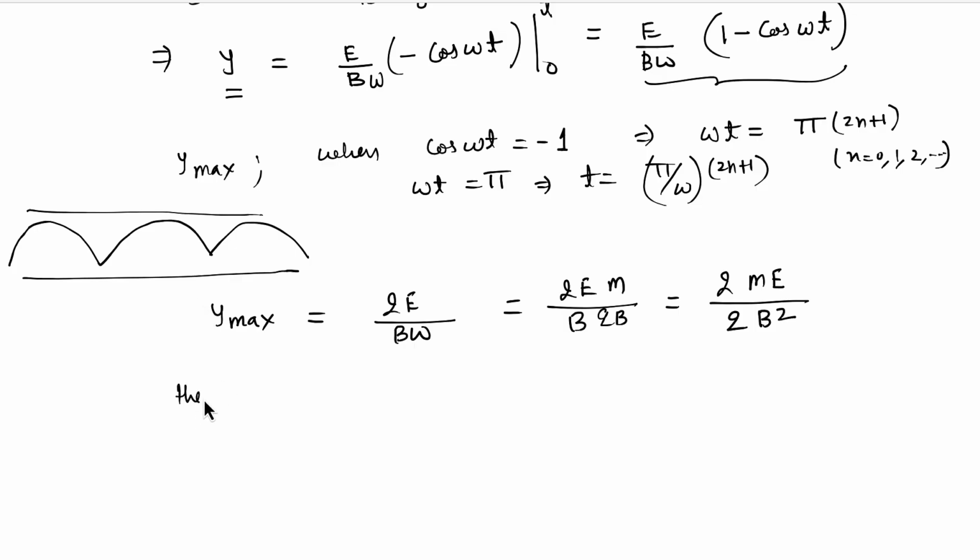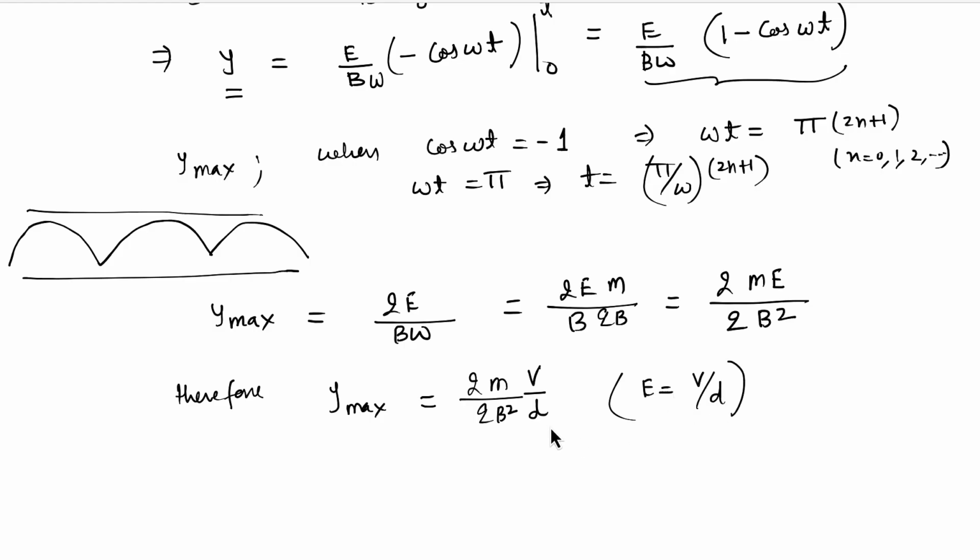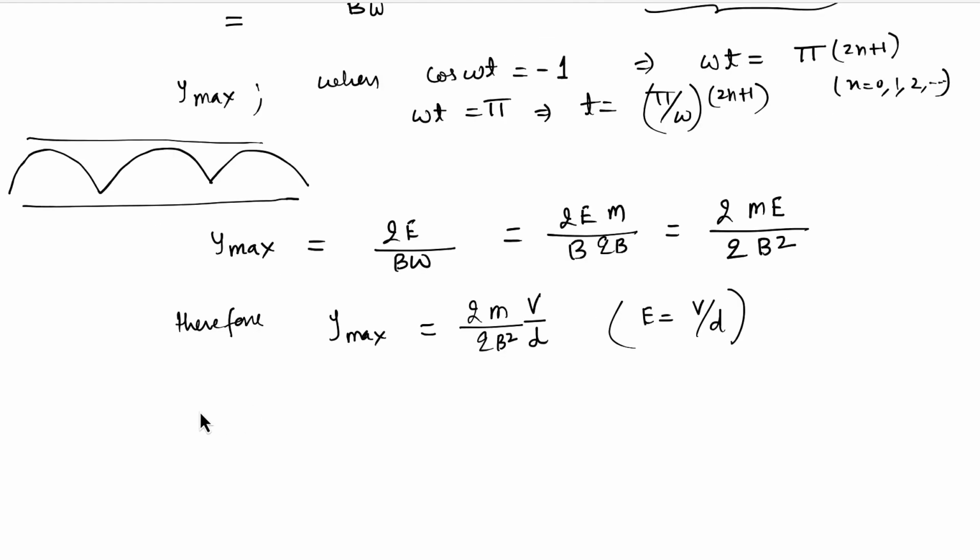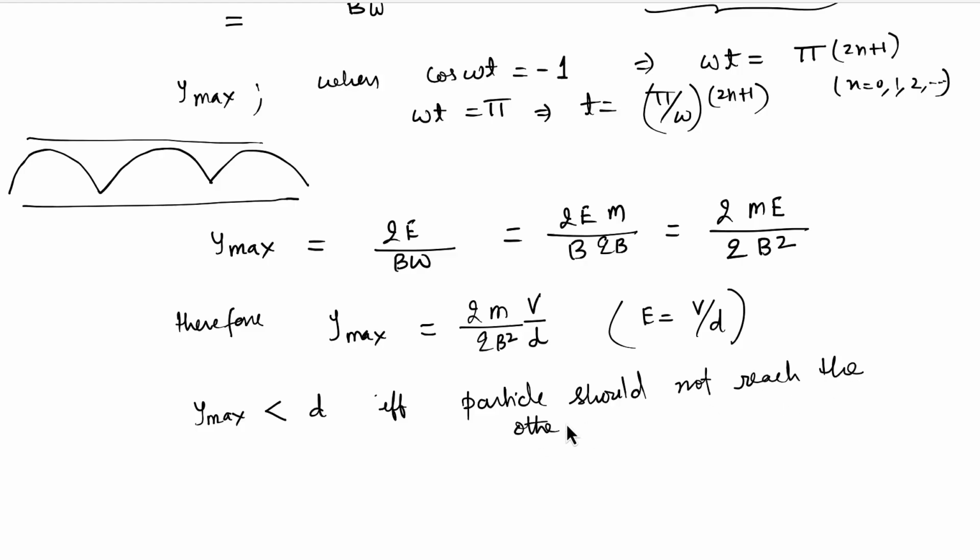Therefore, we can write y max as 2mV by d divided by qB square, E equal to V by d, right? Okay, potential is equal to E into d. Now we know that y max should be less than d if the particle should not reach the other plate, right?